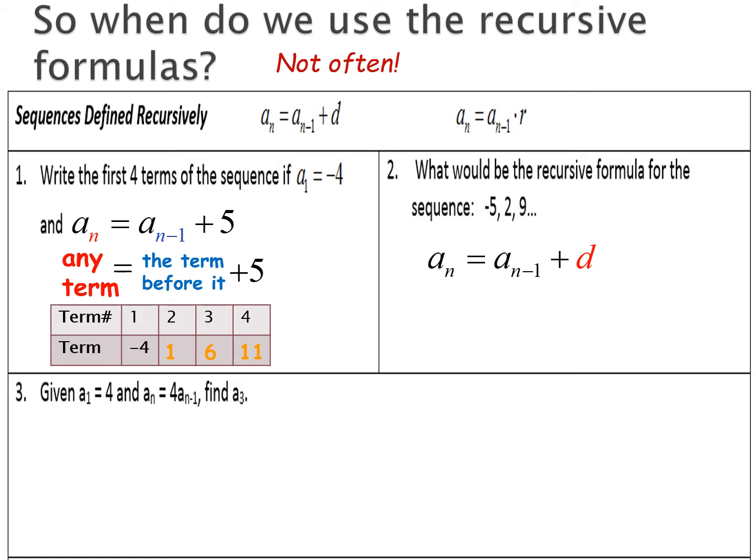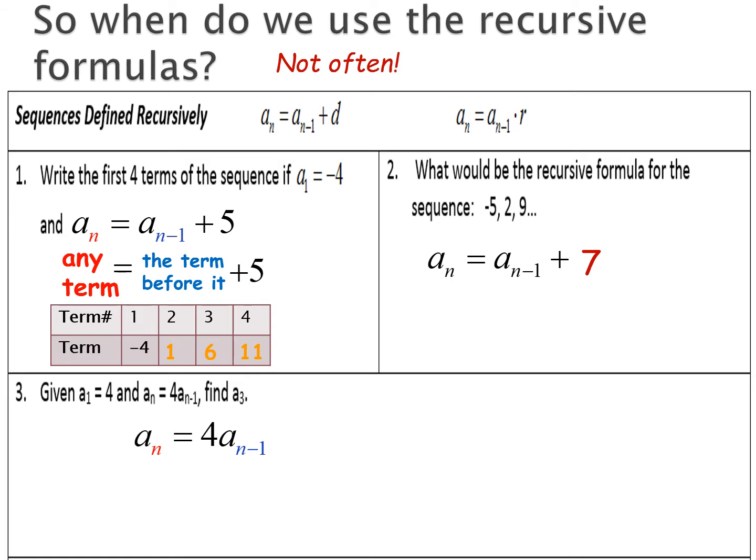In problem number 2, they do state that it is recursive. What would be the recursive formula for the sequence? We have -5, 2, and 9. As soon as they say recursive, we want to write down the recursive formula. And all we have to do is figure out what d is. The difference, the common difference, is 7. So there is our formula.